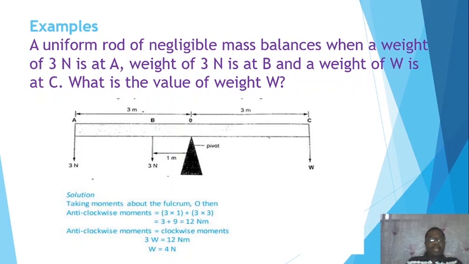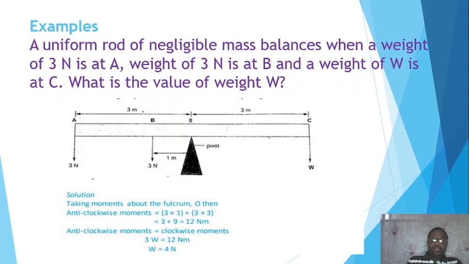Now we apply the principle of moment. You remember, the principle of moment states that the clockwise moment is equal to the anti-clockwise moment, and moment is the product of the force and the perpendicular distance. So we take the moment of the points about O, the pivot or the fulcrum. Looking at the anti-clockwise moment, there are two forces acting on the left hand side, and these two forces are responsible for the anti-clockwise moment.